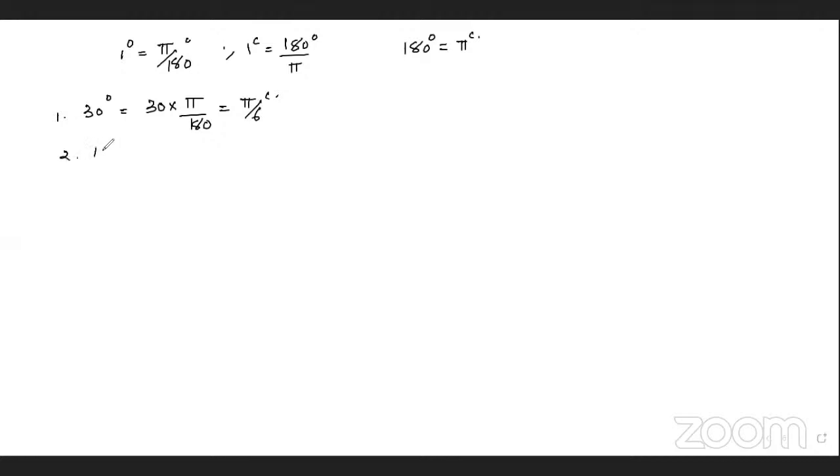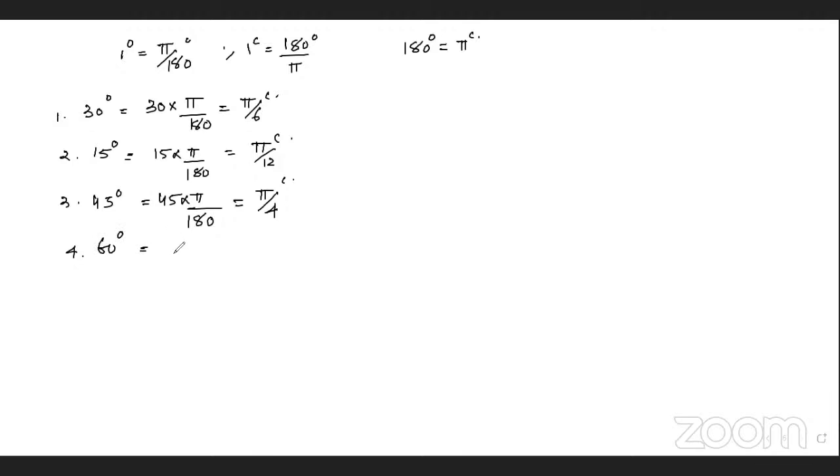Number 2, what is 15 degrees equal to? That's equal to 15 into pi upon 180 radians, and that's equal to pi upon 12. Then third, 45 degrees किसके बराबर होगा? बताइए. That is 45 into pi upon 180, and that's equal to pi upon 4 radians. Number 4, 60 degrees will be equal to 60 into pi upon 180. Okay, these are the known angles. Okay, you all know it.